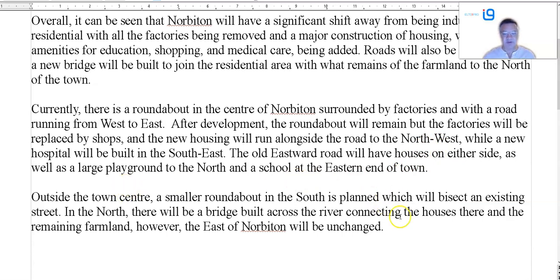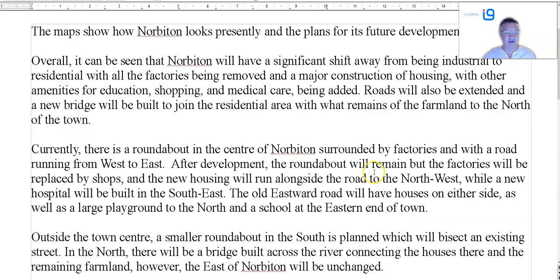Outside the town centre, a small roundabout in the south is planned, bisecting the road. In the north, there'll be a bridge. However, the east will be unchanged. So you're basically showing all the details.